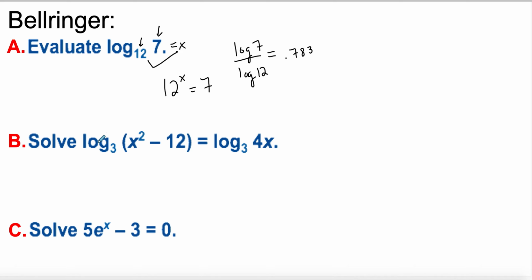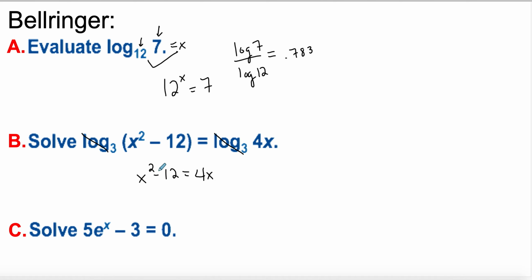Alrighty, so the next one here, log base 3 of that equals log base 3 of that. So if we have the same logarithm on both sides, if there's only one over here and only one over here, then we can cancel those, okay? And then we can just use the information that we have left.